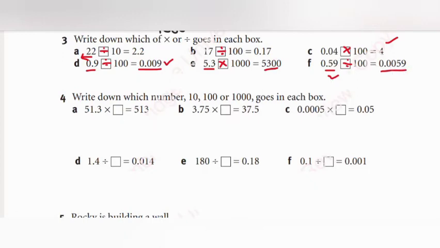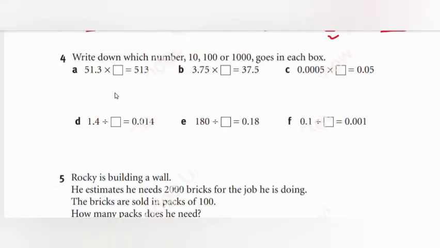Next, we move to the question. Now in this question 4, write down which number, 10, 100 or 1000, goes in this box. So what number should we put inside the box? Now they have given the operator multiplication already. We have to identify which number we have to put inside the box suitable for that. So first question A, 51.3 is equal to 513. It means the decimal point has moved one digit towards the right side. So which is possible only when it is multiplied by 10. So it moves one digit. So 10 should come here.